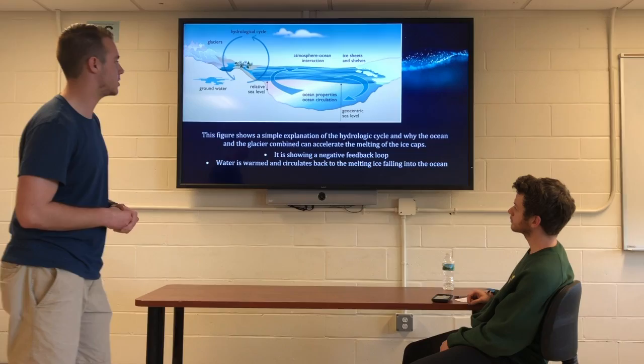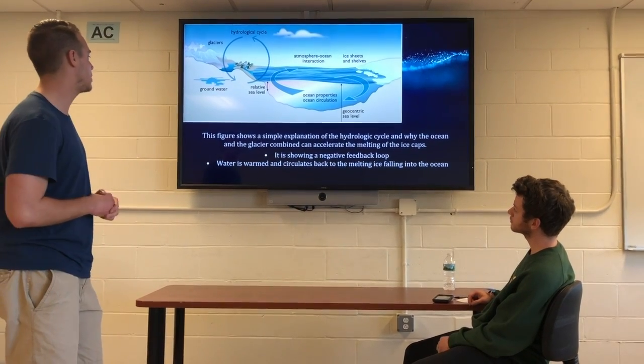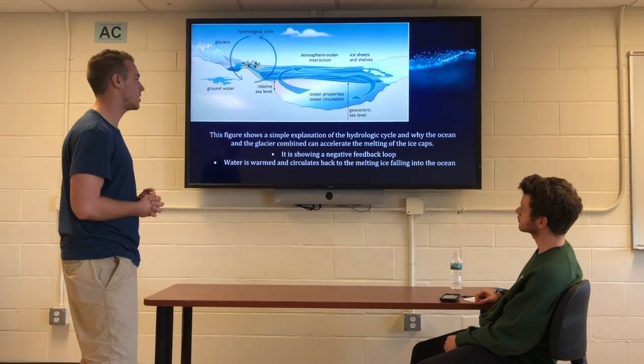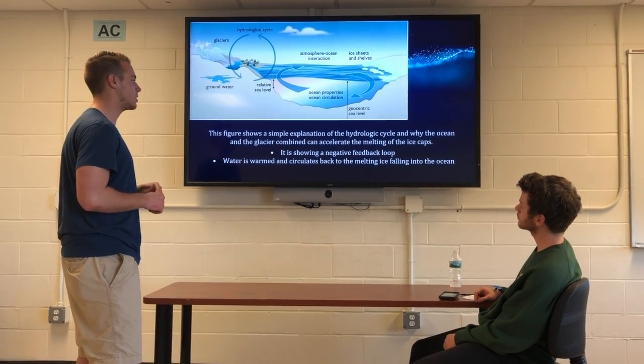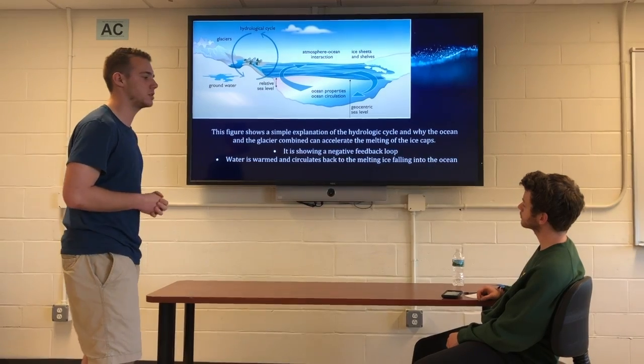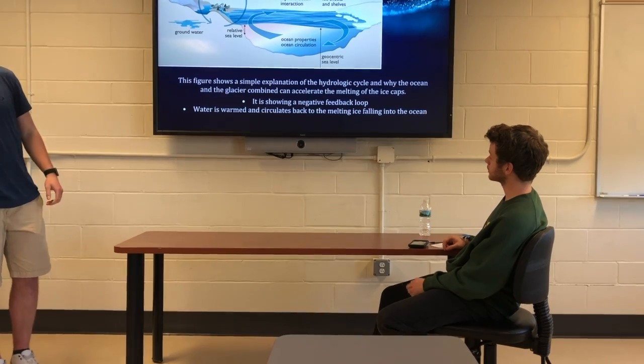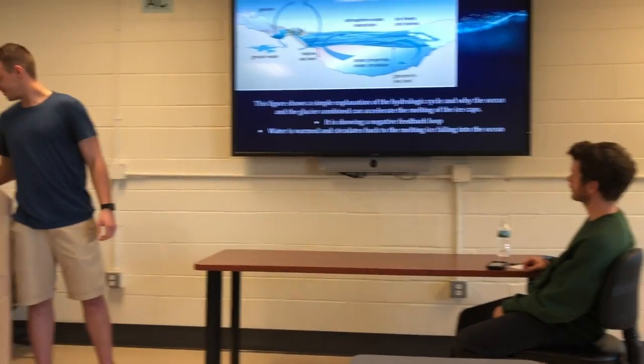So this figure shows a simple explanation of the hydrologic cycle and why the ocean and the glacier combined can accelerate the melting of the ice caps. It's a feedback loop: water is warmed and circulates back to the melting ice, falling into the ocean. Any questions so far? No questions. This is very interesting. Good.